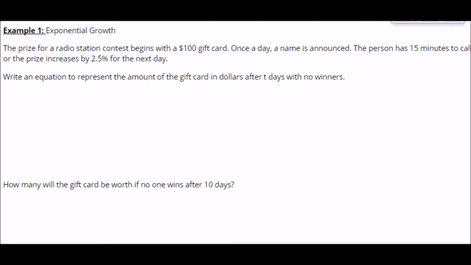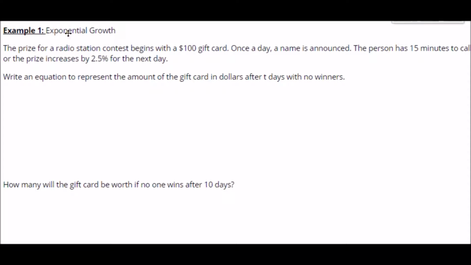Here's example number 1 on exponential growth. The situation is the prize of a radio station contest begins with a $100 gift card. Once a day, a name is announced. The person has 15 minutes to call, or the prize increases by 2.5% for the next day. So our first goal here is to write an equation to represent the amount of the gift card in dollars after t days with no winners.